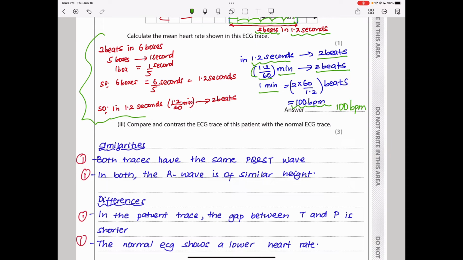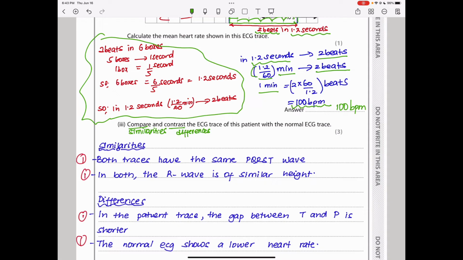Here, I can show you the other explanation of how I did the other, but it's what I've actually explained to you. The next part says compare and contrast the ECG trace of this patient with the normal ECG trace. Now, when they say compare, it means they want similarities, and when they say contrast, they need differences. So we need to make sure when you see a question of compare and contrast, you know how to write the similarities as well as the differences.